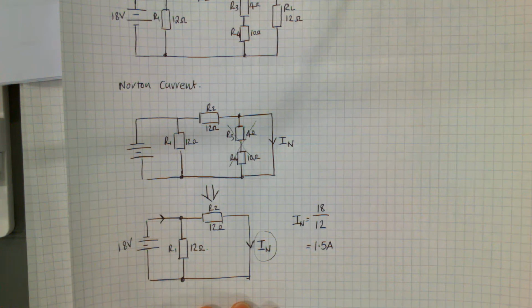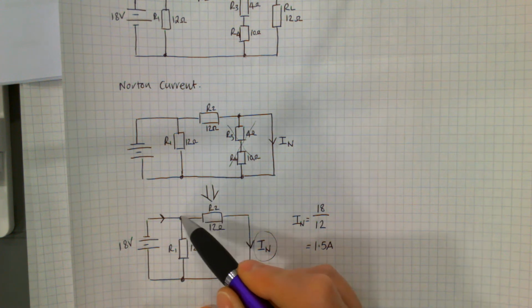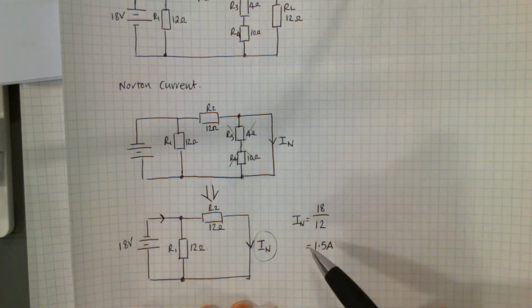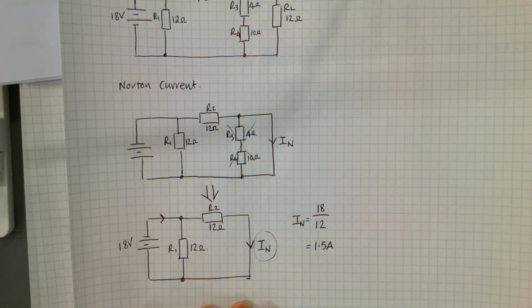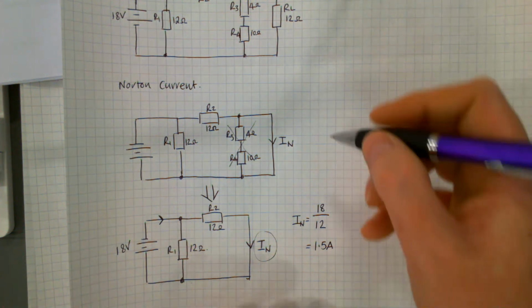So it's just I equals V over R. You know the voltage across that resistor there has to be the same as the supply voltage because that current path just goes from that junction to that junction, right across the supply, and then the resistance in that path. So you've got the voltage across it, so why not make it easy for yourself? And that's your Norton current.